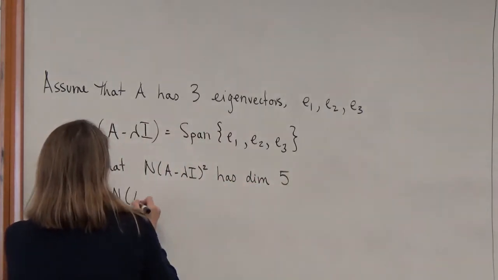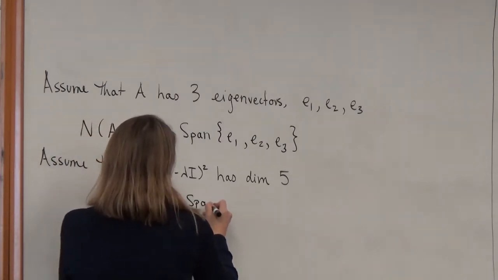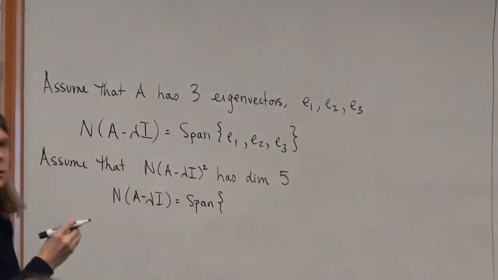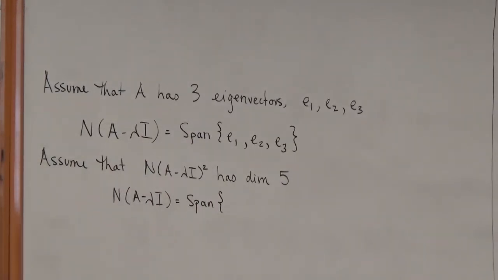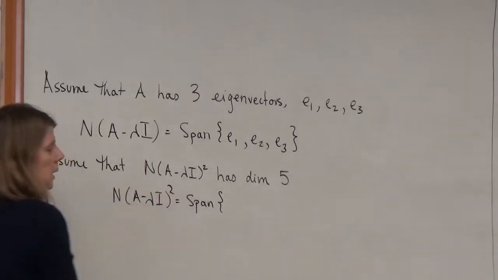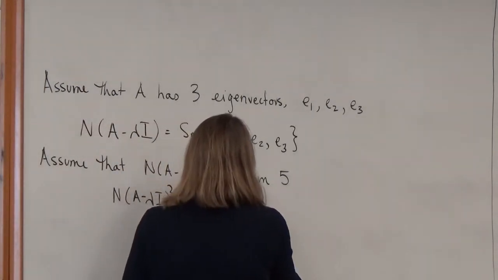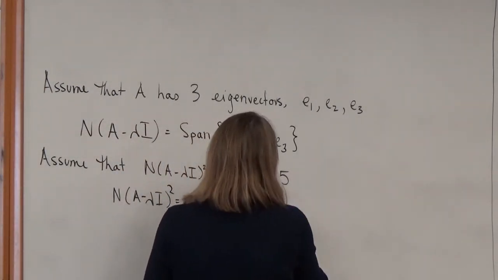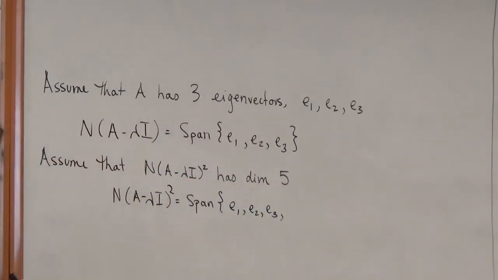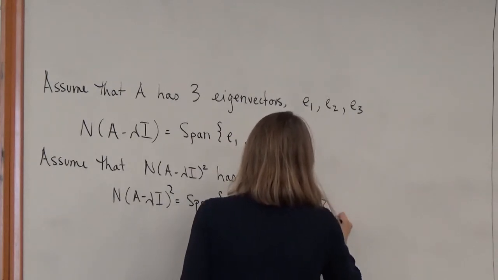And so I'm going to write the null space of A minus lambda I squared as the span of, now what 3 vectors do I already know are in that null space? E1, E2, and E3. They're in the null space of A minus lambda I, so they have to be in the null space of A minus lambda I squared. Okay, so I'm going to write it as E1, E2, and E3, and there's 5 of them. So I'm going to define 2 more vectors, and I'll call them V1 and V2, to be defined.